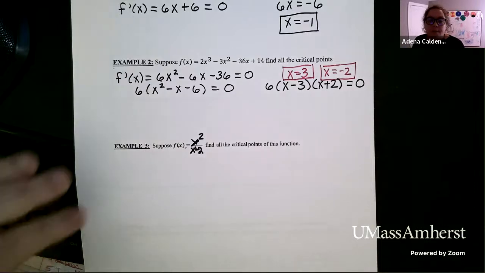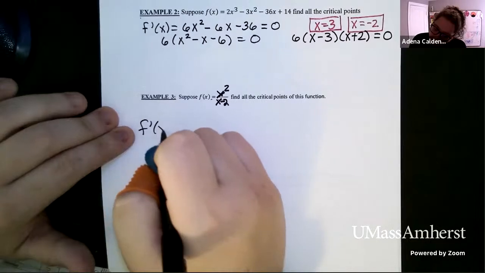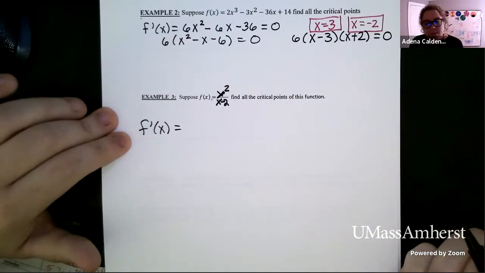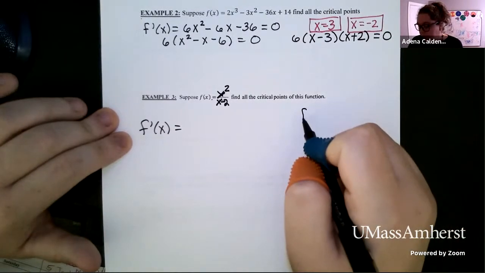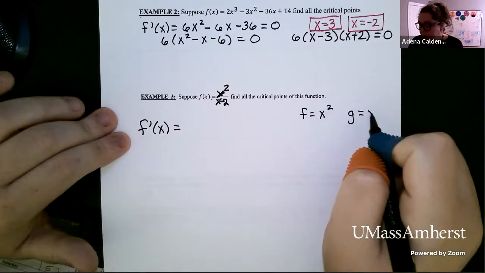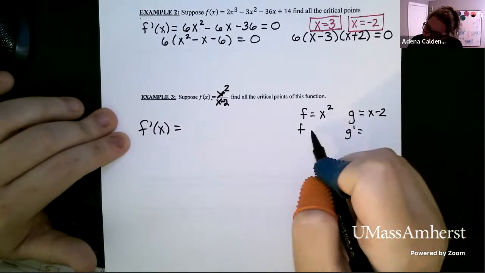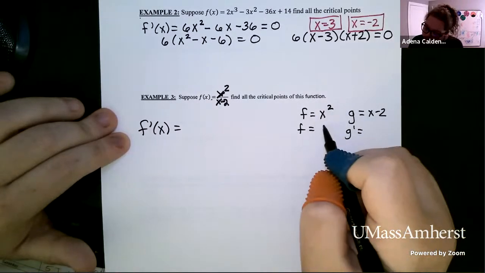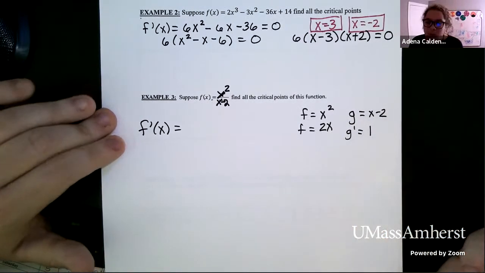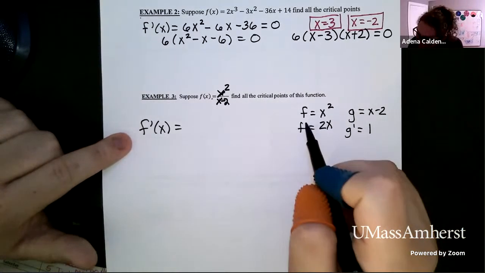Okay? For example number 3, I notice that I have one function over another function. So in order to do my derivative here, I'm going to have to do a quotient rule. So over here on the side, my top function is my f, my bottom function is my g. I find the derivative of each respective piece. The derivative of x squared is 2x. The derivative of x minus 2 is 1. So now I'm going to plug this into the formula, right? Oh, my prime is missing here.